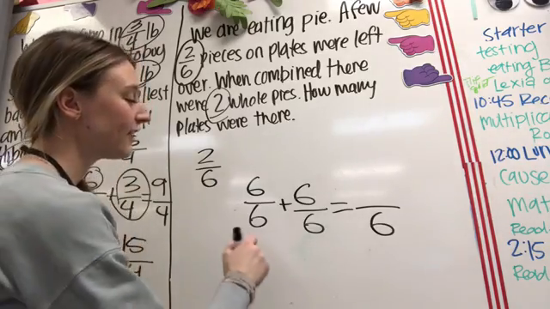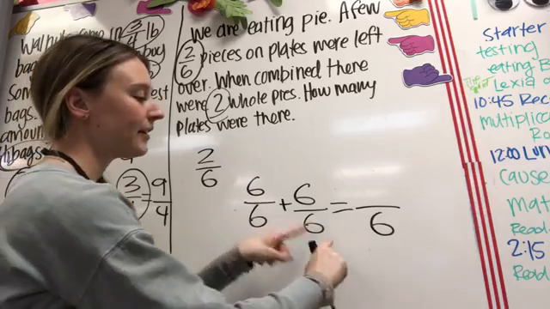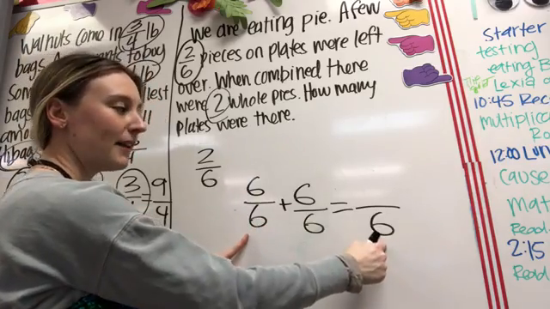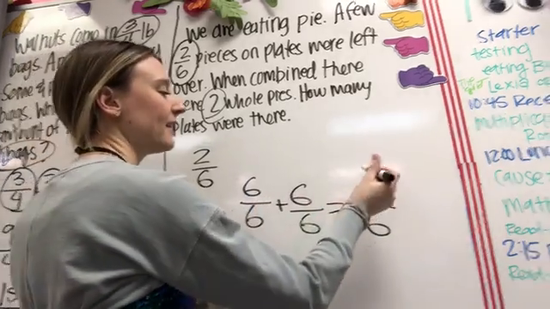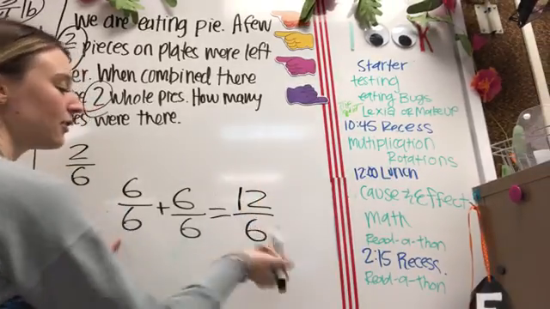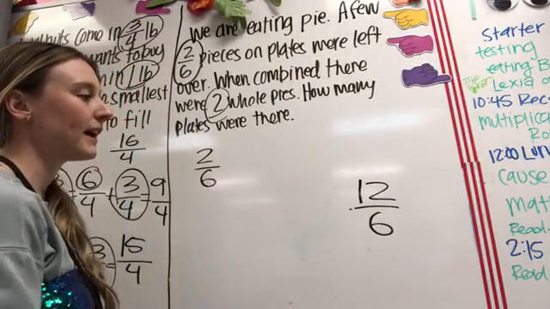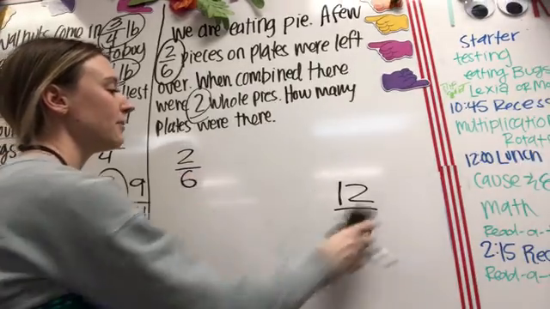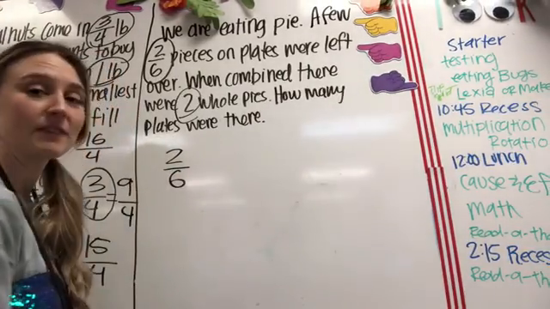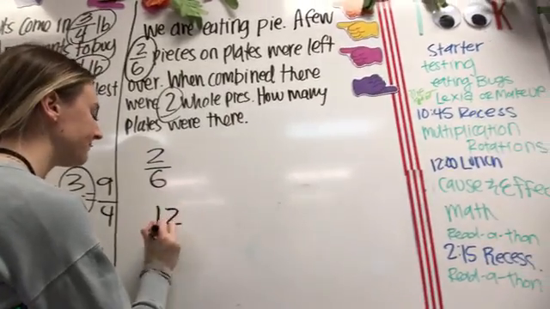Okay, just ignore that. So we have 1 whole pie plus another whole pie. We keep the number on bottom the same. 6 plus 6 is 12. So 12/6 is what we're trying to get. So how many pieces of pie on a plate are we going to have to add until we can get to 12 over 6? Okay, that's our goal.